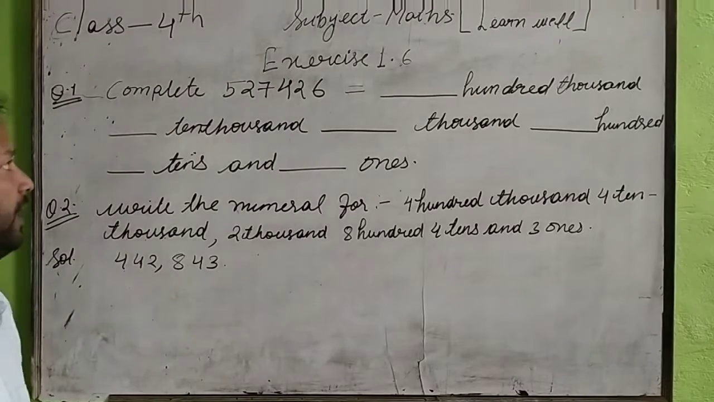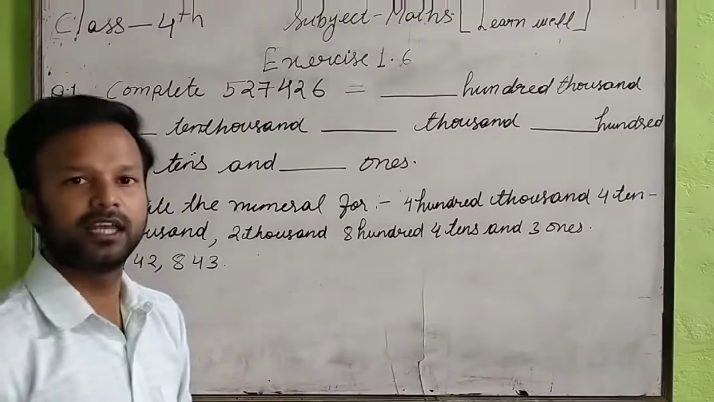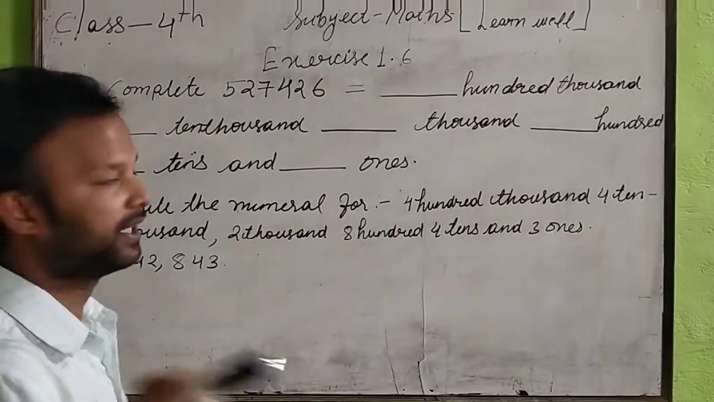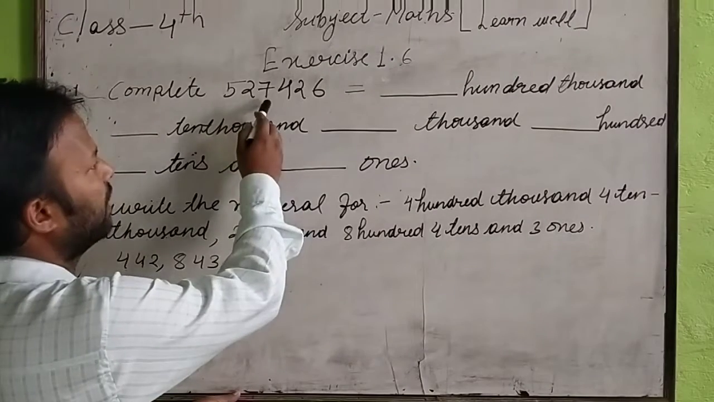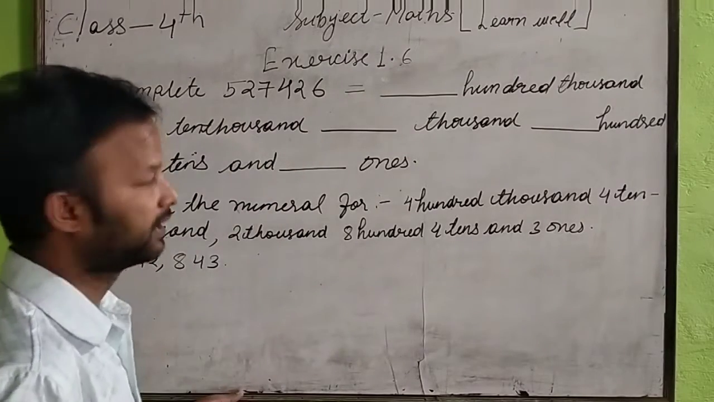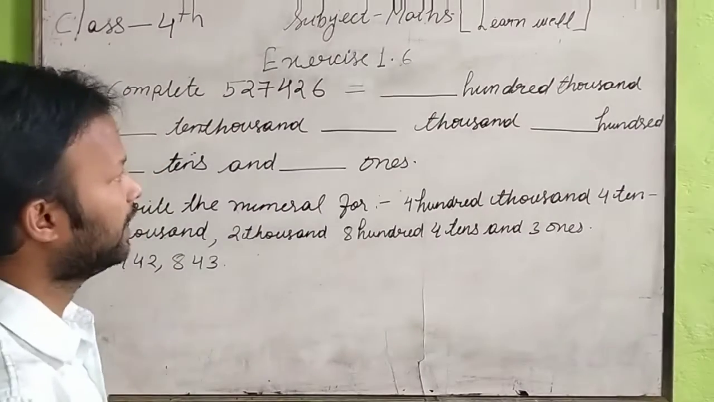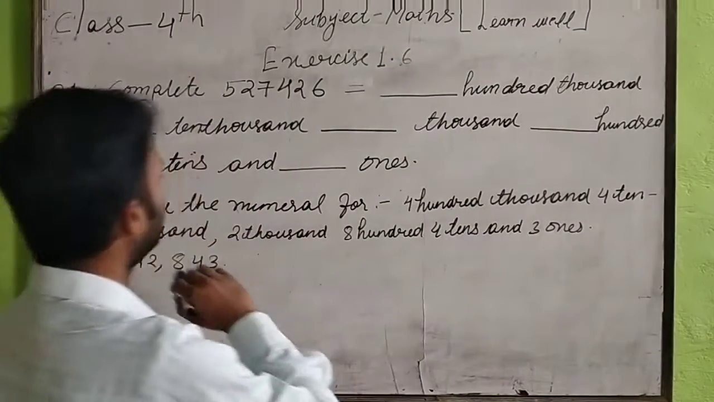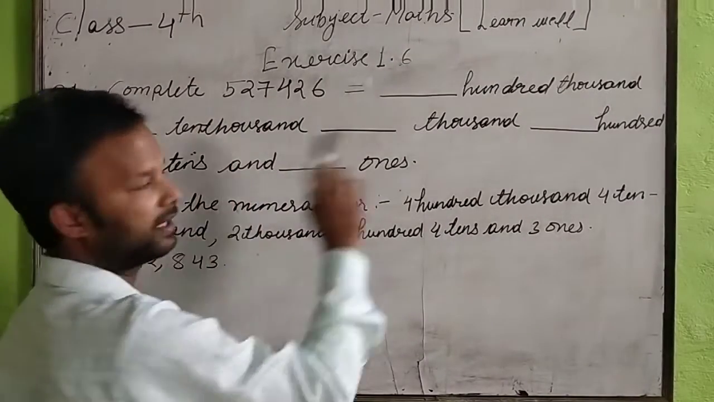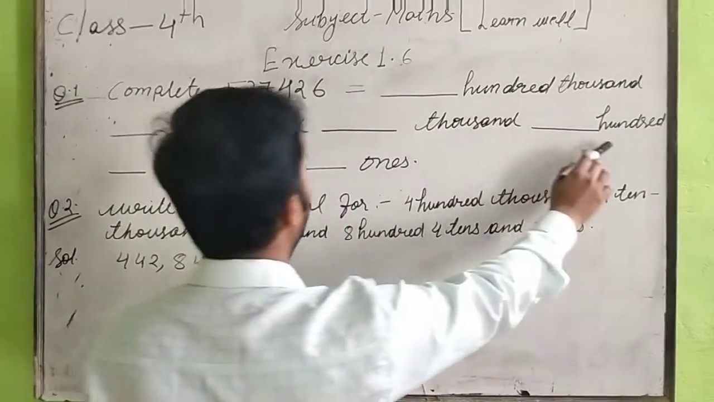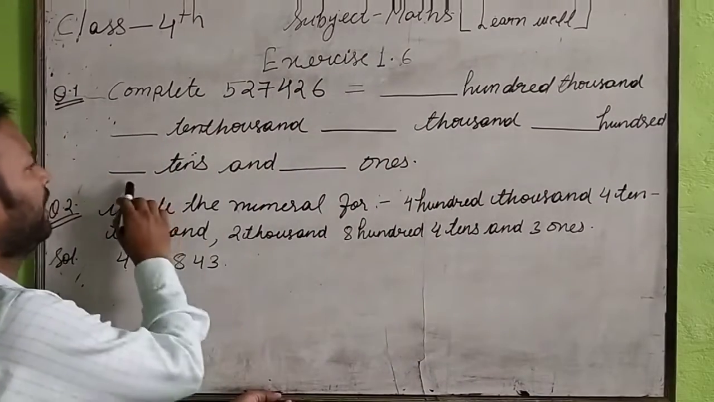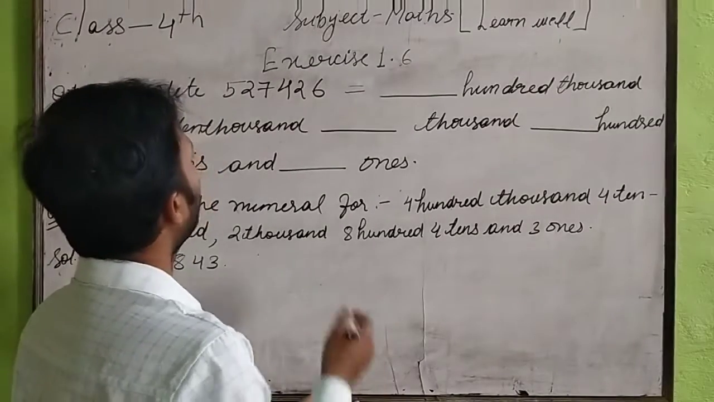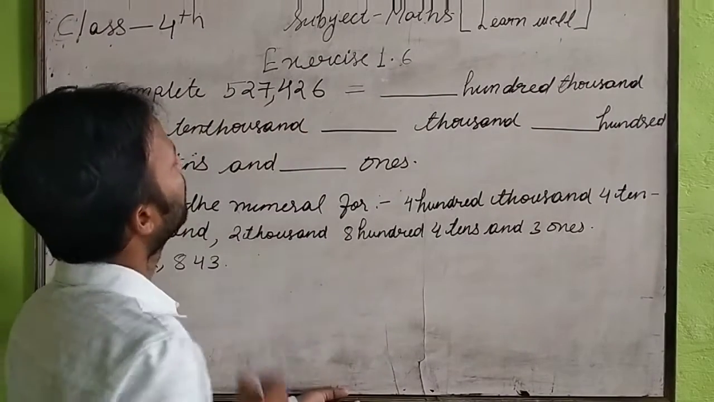So here students, exercise 1.6 and question number first, complete. Here the number is written 527426. They are asking to fill the blanks: how many 100,000s are there, how many 10,000s are there, how many thousands are there, how many hundreds, how many tens and how many ones. So we will read from here by putting the commas.